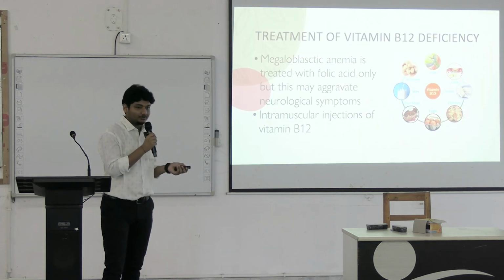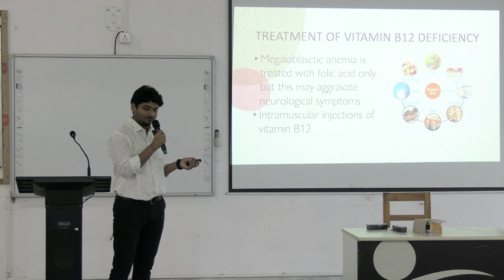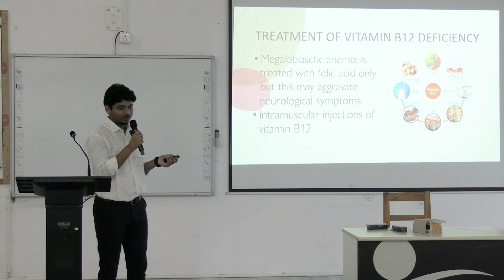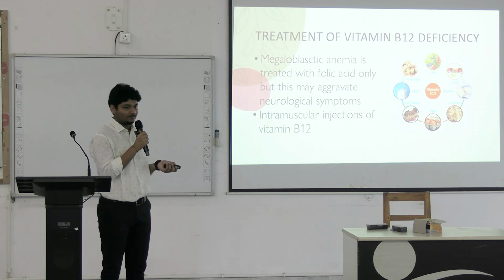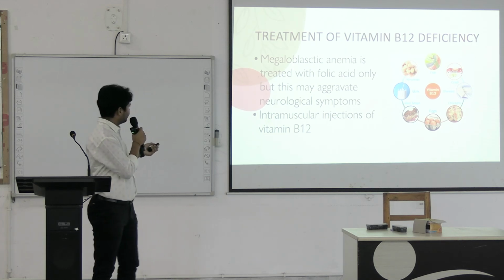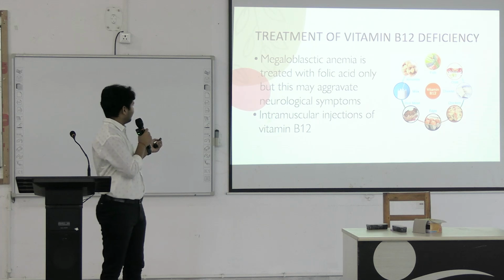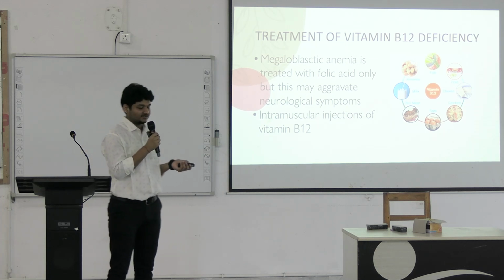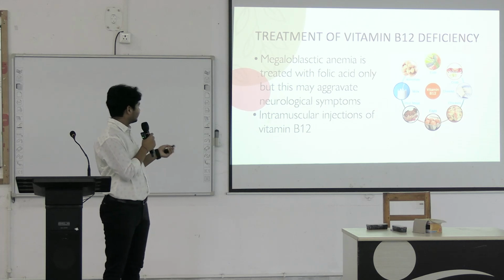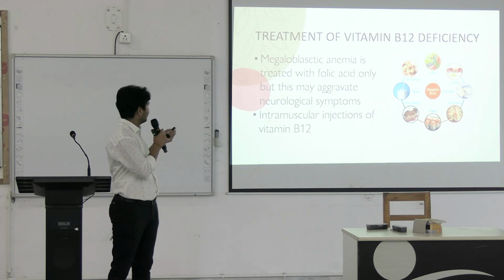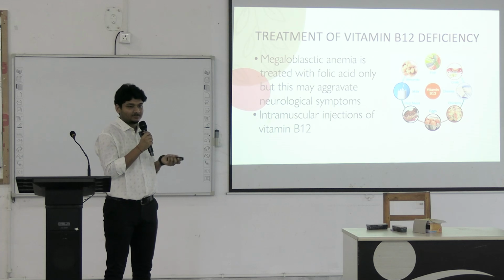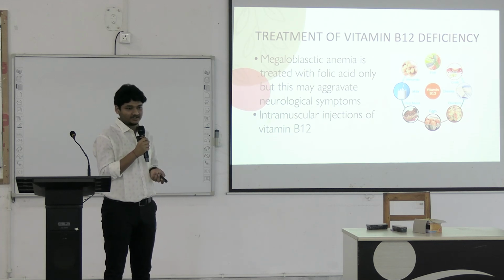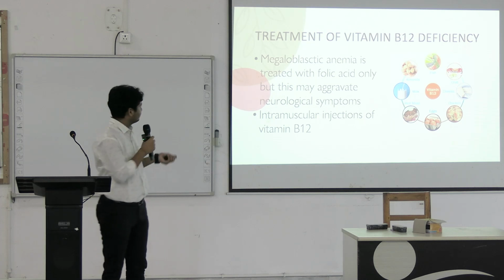Then sir, treatment of B12 deficiency. Its main source is non-veg, so non-veg supplements are very important if there are no stomach problems. Megaloblastic anemia is treated with folic acid only, but this may aggravate neurological signs. Intramuscular injection of vitamin B12 is given in treatment of B12 deficiency. Oral supplements can't be given because they can't bind with intrinsic factor, as intrinsic factor is hampered.